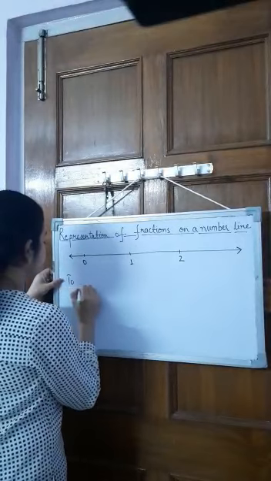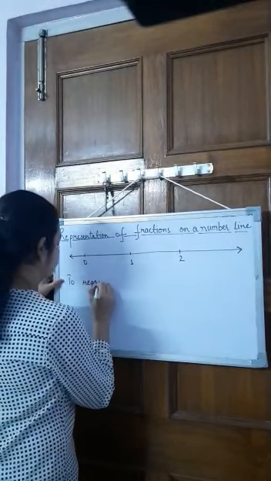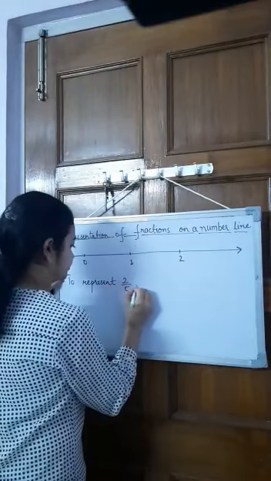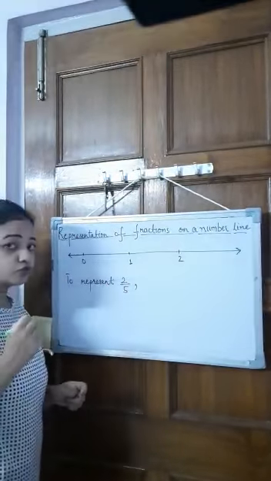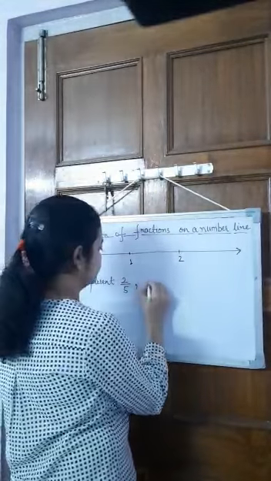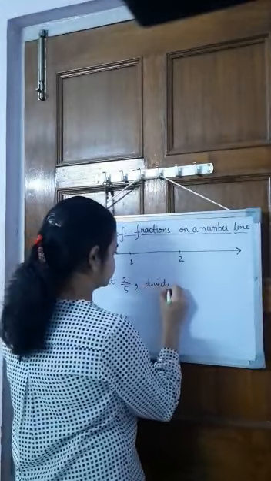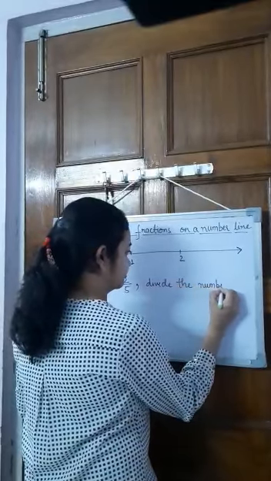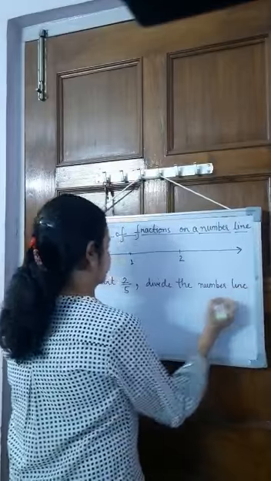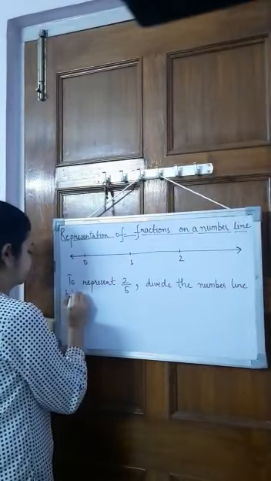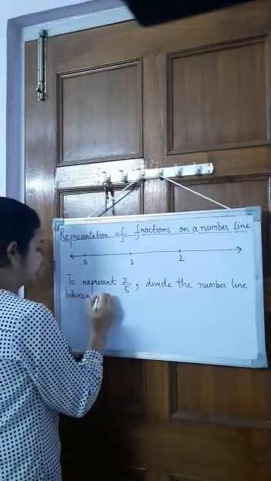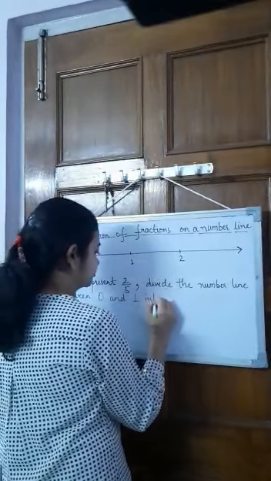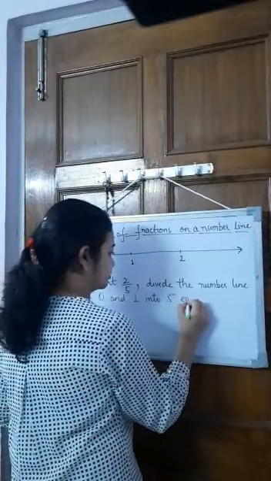So let us take an example. Let's take to represent 2 upon 5. Now to represent 2 upon 5, what we'll do, we'll divide the number line between 0 and 1 into 5 equal parts.